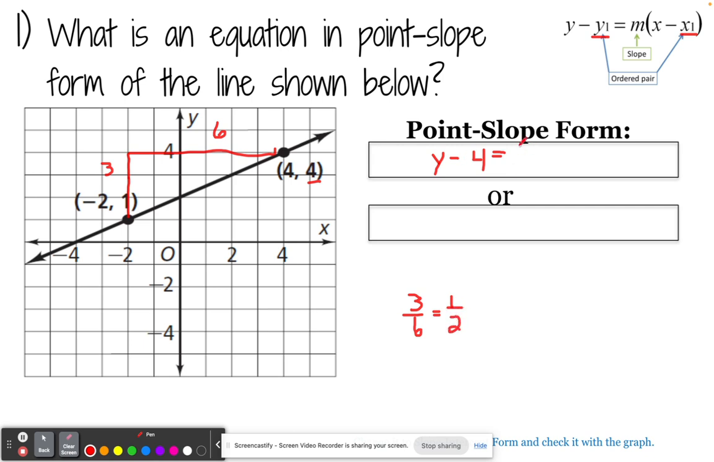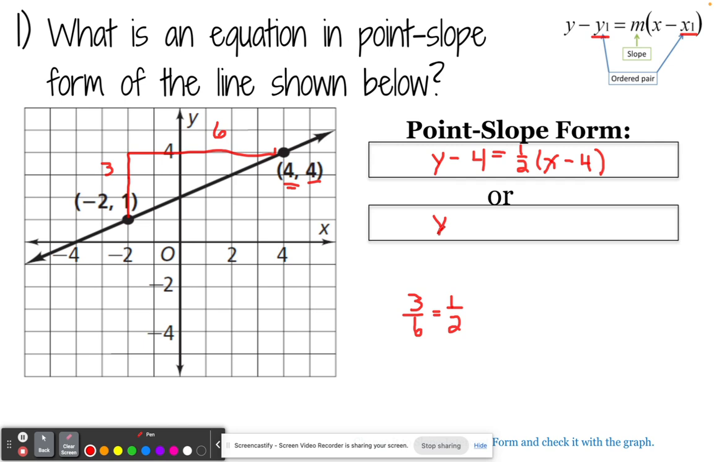So y minus 4 equals 1/2, because that's my slope, parentheses, x, my first x just stays an x, minus, and my x value is right here. That is also 4. And that's it. Now, why do I have an or? Well, I have another point here. I could use this point too. It really doesn't matter which one you use. So I'm going to do it for both.